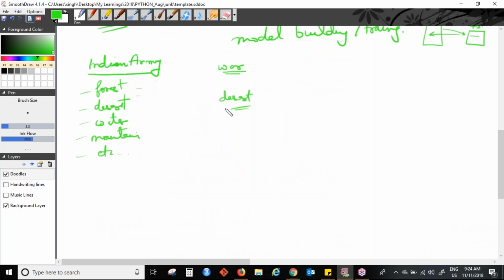Okay, I don't know which year it was, but we have had three wars. So let's say we are having a war on a desert now. Now the Indian Army has to perform well on this desert. Now the Indian Army is trained for all these terrains.